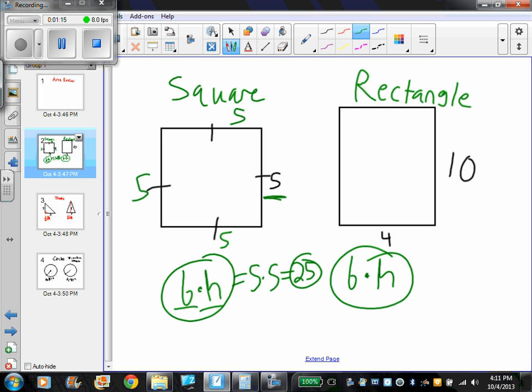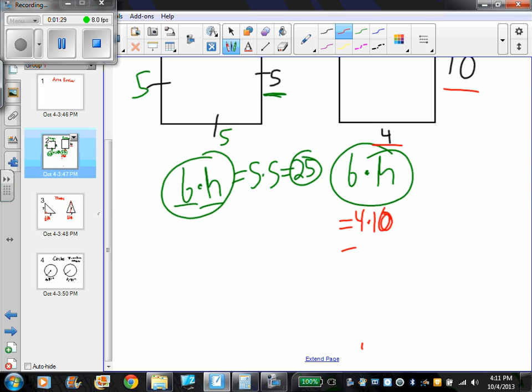In a rectangle, your base and your height are oftentimes going to be different numbers. In this case, we have a 10 and we have a 4. So when we use base times height, we're going to have 4 times 10, which is 40. So that's squares and rectangles. Remember, you can pause anytime you want to if you need to take notes. So feel free to pause the video and rewind.